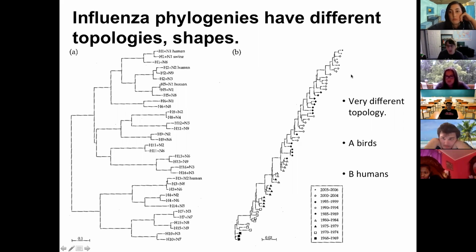And so the point of this is just to say that you can get two different shapes of a phylogeny. Okay, Isaiah, what's your question? Yeah, so there's this thing that happens with flu. It's the antigen drift versus antigen shift. Yeah, I'm going to get to that. Go ahead.